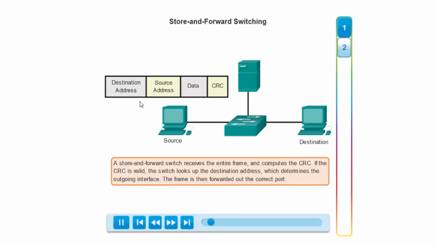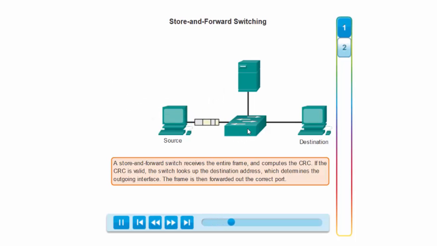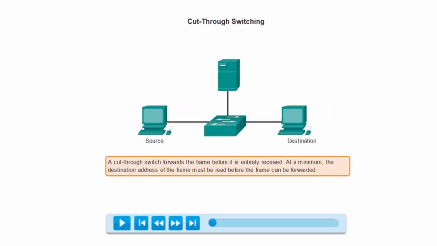So in store and forward, the source will send the frame to the switch, and the switch will have to store the entire frame and then check the CRC and make sure that the frame is correct. And if the frame is good, only then it can forward the frame on the other side. Whereas for cut through, the switch will receive the frame, and it only checks the switching table to look up the destination address, and then it forwards the frame quickly.